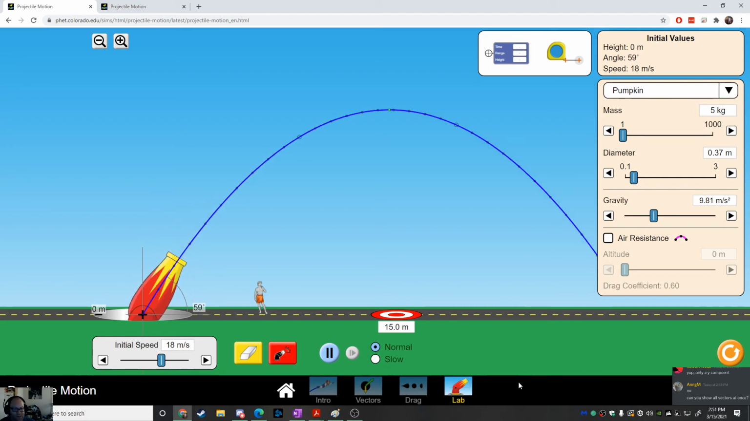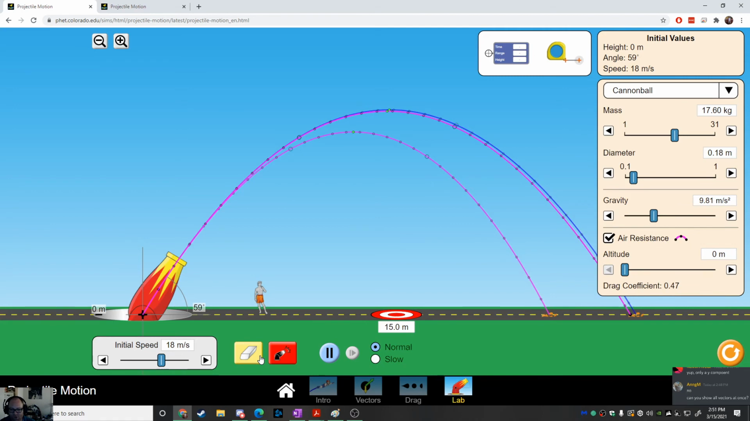You might be like, oh, what does that matter? Well, it matters when you throw in air resistance, because the way that a pumpkin is going to be affected by air resistance is going to be different than the way a cannonball is going to be affected by air resistance. Looks like a cannonball is less affected, which should make some sense, right?